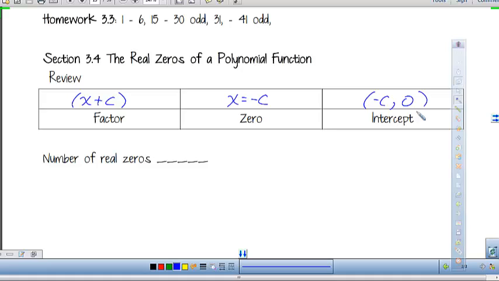And the number of real zeros is n at most. If we've got a third degree polynomial, at most we're going to get 3 real zeros. If we've got a fourth degree polynomial, then at most we're going to get 4 real zeros. So that's what we'll be looking for.